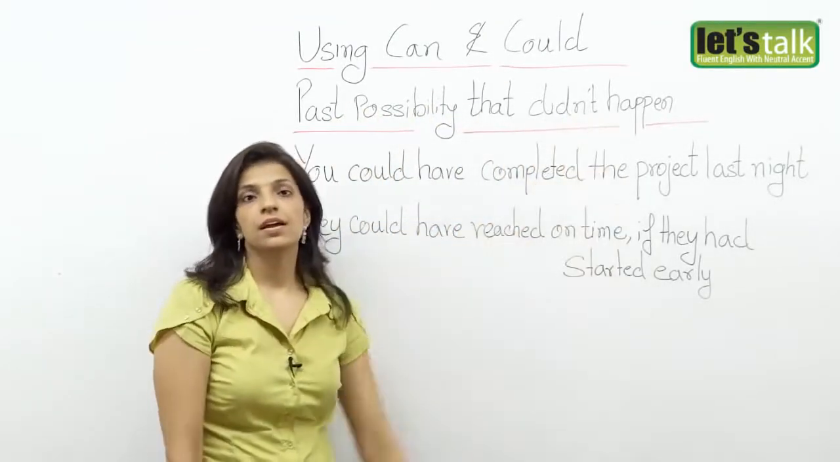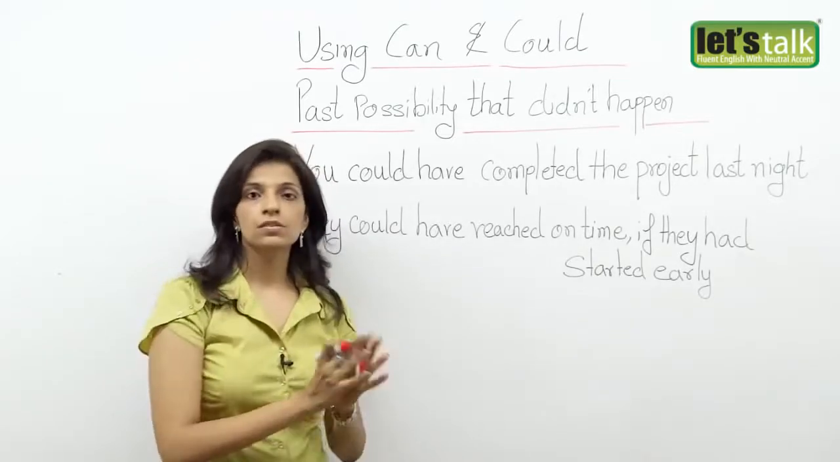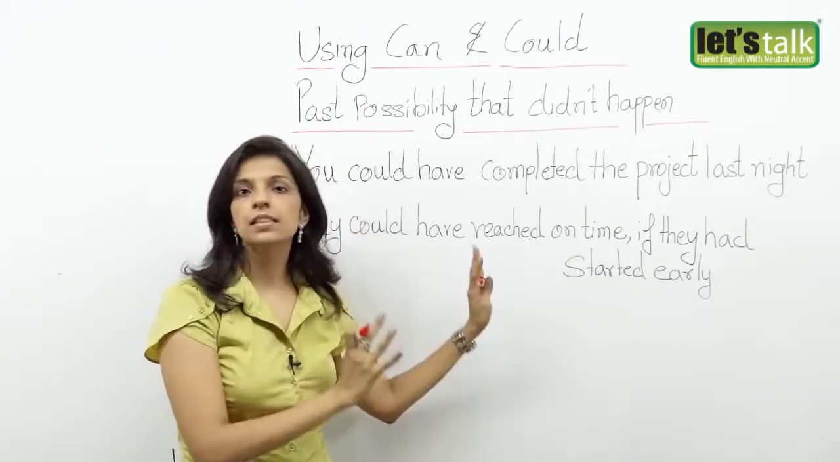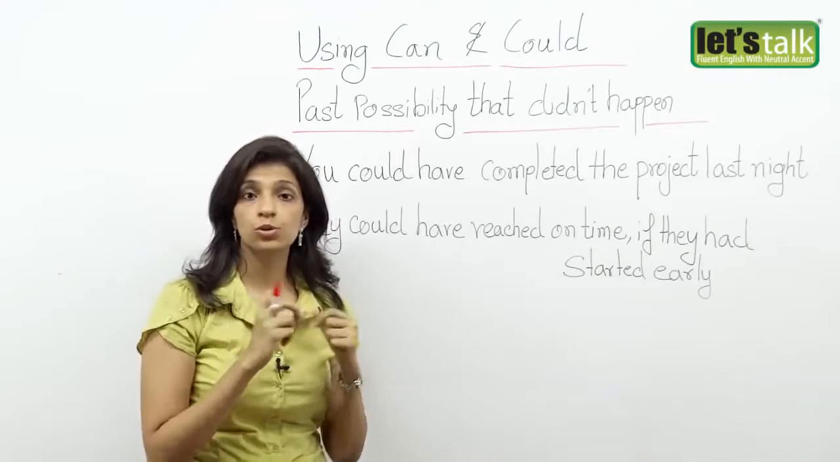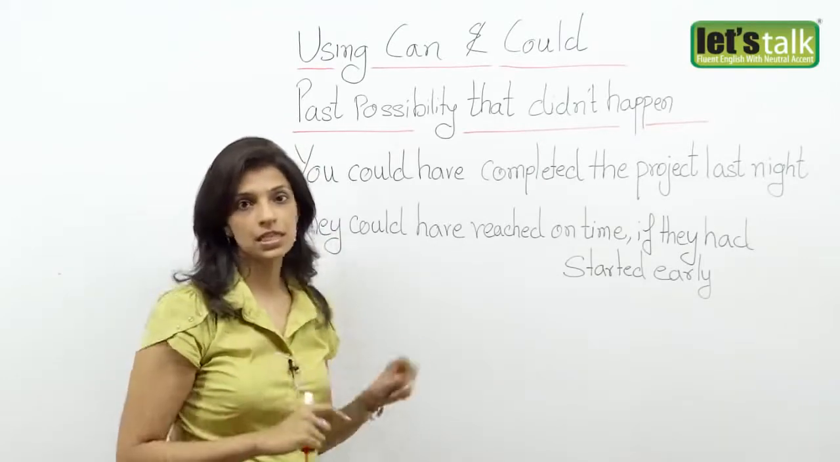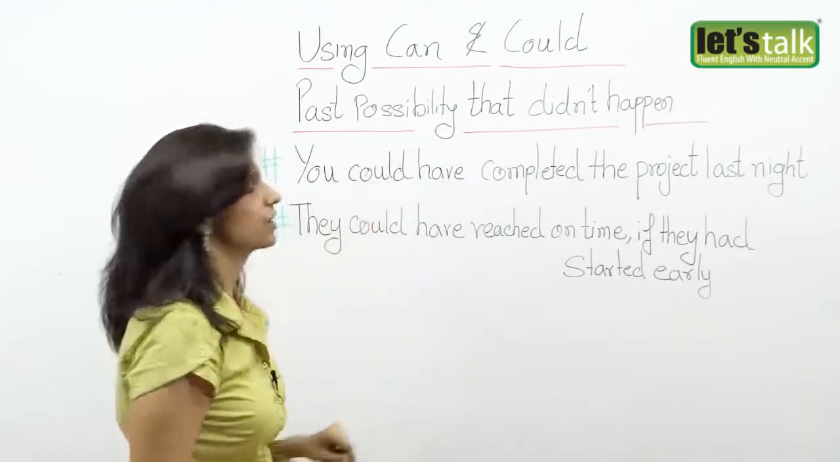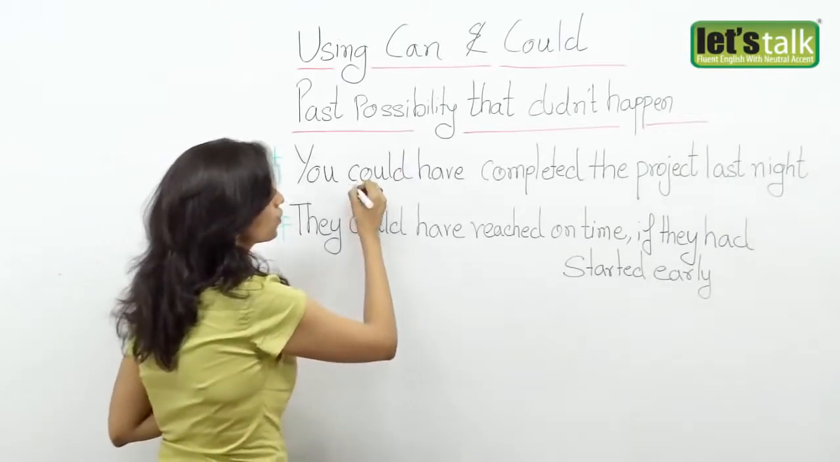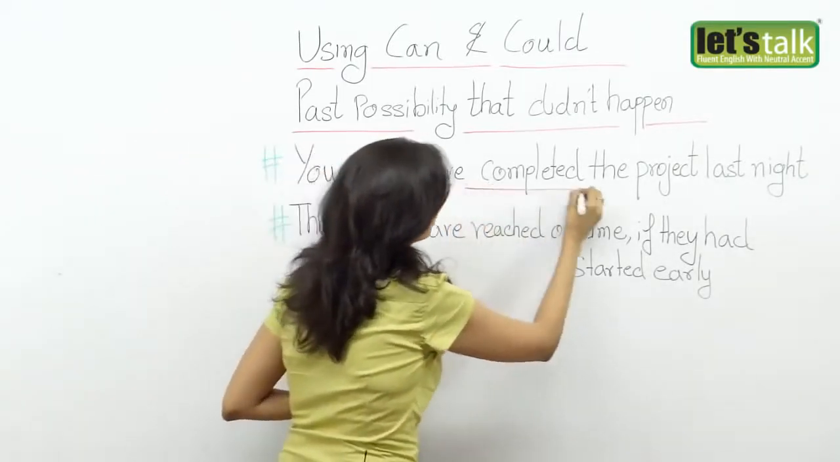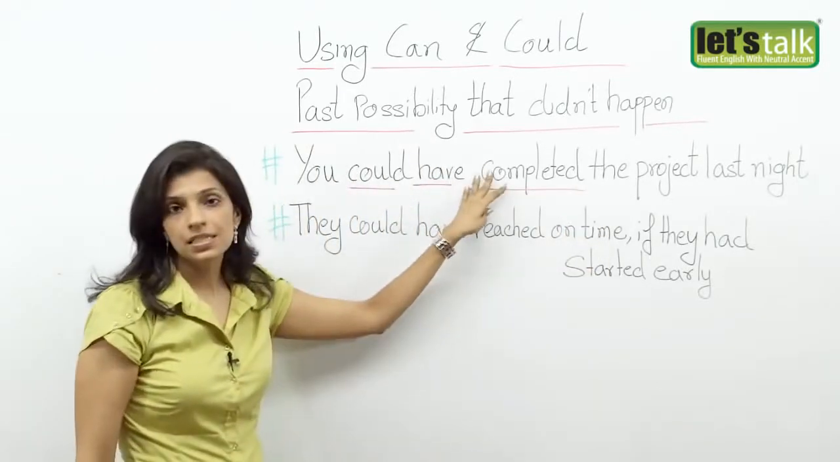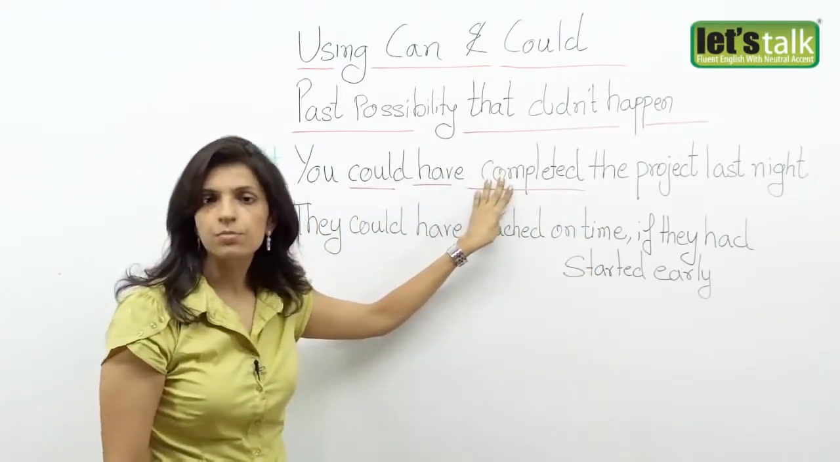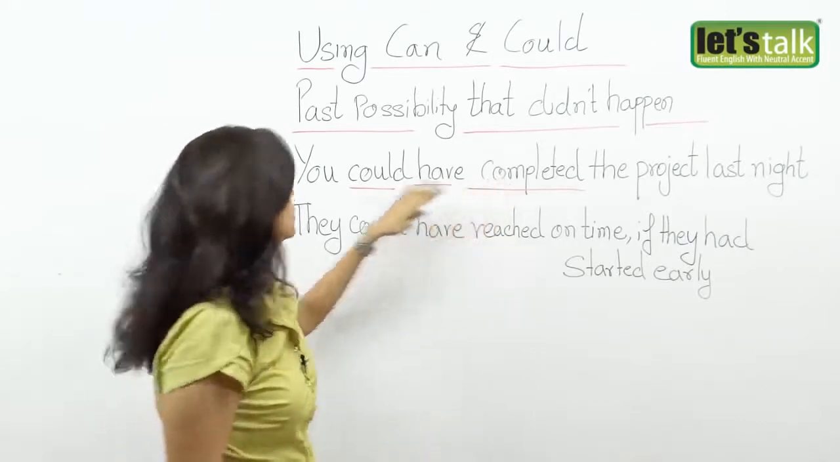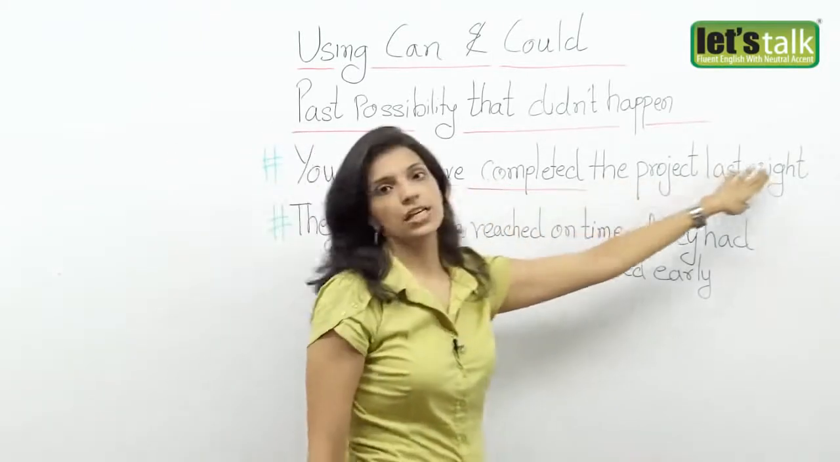Now let's take a look at how we can use could for a past possibility that couldn't happen. Now here the time period has gone, it's completely in the past, so something that could have happened but didn't, we use could. Alright, I have two examples here for you. In my first example, you could have completed. That means this was possible in the past, probably you chose not to do it. So you could have completed the project last night.